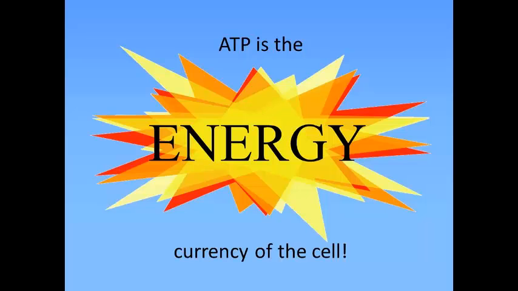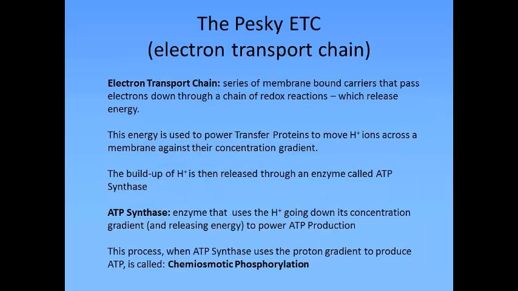And to do that, we have to go back to our pesky electron transport chain. So, we're going to cover this briefly now, in more detail later, but the electron transport chain is a series of membrane-bound carriers that pass electrons down through a chain of redox reactions, which release energy. Remember, redox reactions, you're passing electrons from a donor to a receptor. This energy is used to power transfer proteins to move hydrogen ions across the membrane against their concentration gradient. Remember, transfer or carrier proteins change their shape, and they can move material that couldn't usually go through the membrane with or against their gradient. In this case, hydrogen ions are going against their gradient.